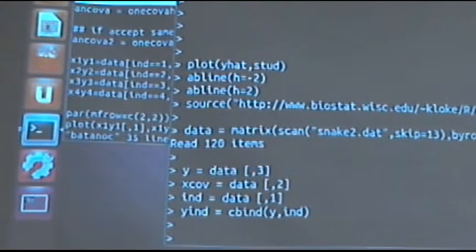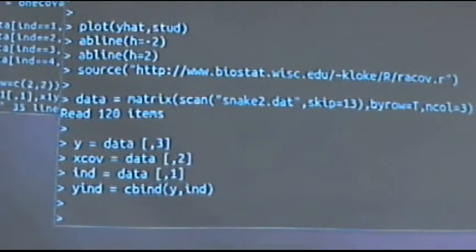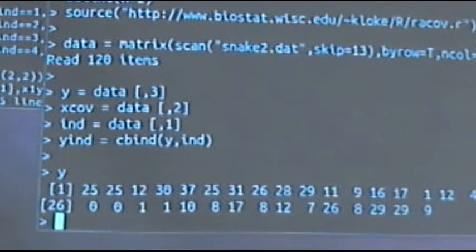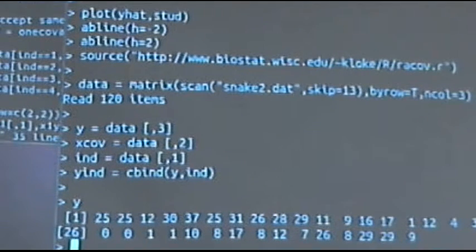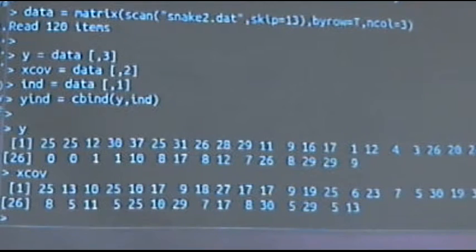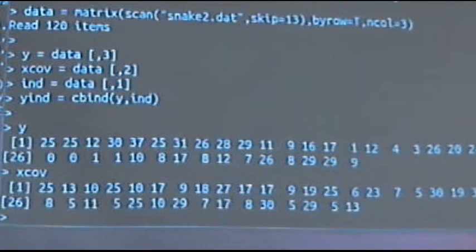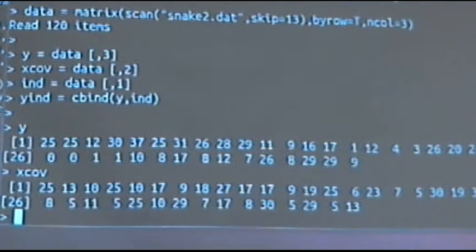Okay, so this data, the response is how close you can get to the snake, right? So there's some people like number 26 must have touched the snake. And then the covariate is what was their initial distance. Like on observation 26, this guy initially could only get within 8 feet of the snake, whereas again, he was one of the treated.